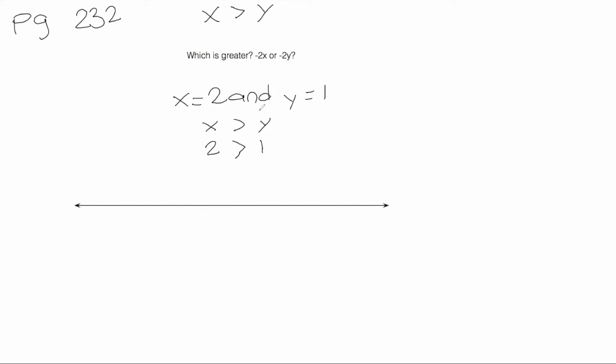So the big question to you right now is what happens if we multiply them both by negative? What if we make both of these negative? So if we make both of these numbers negative, do we still get a true statement? Let's find out. So let's say instead of x is 2 and y is 1, let's say x is negative 2. Let's say y is negative 1.